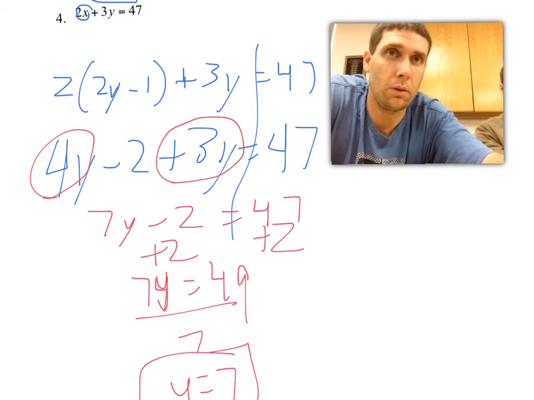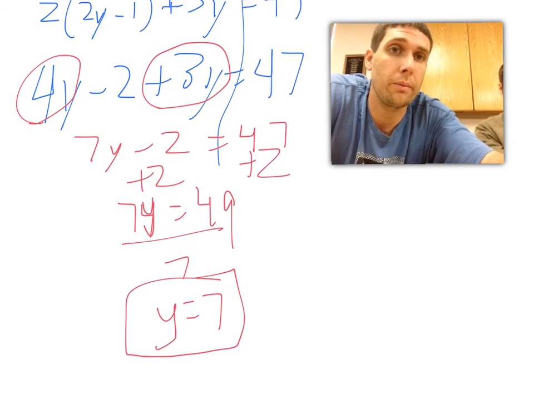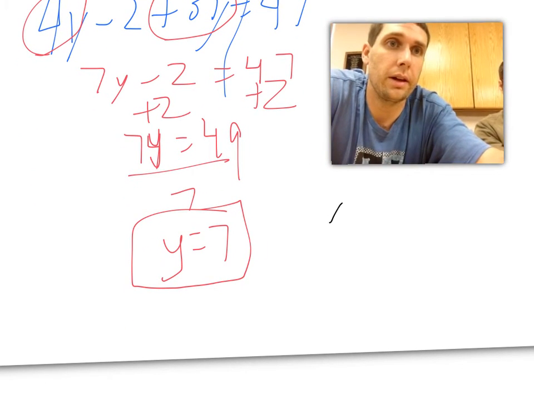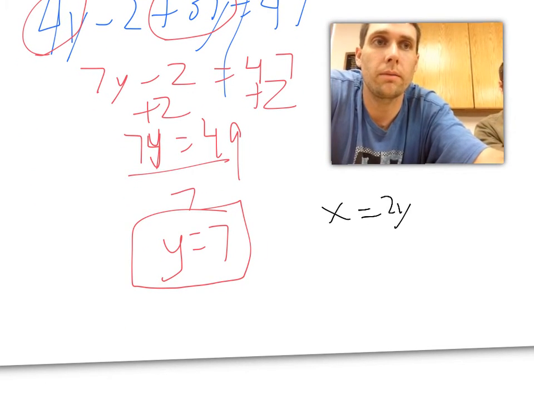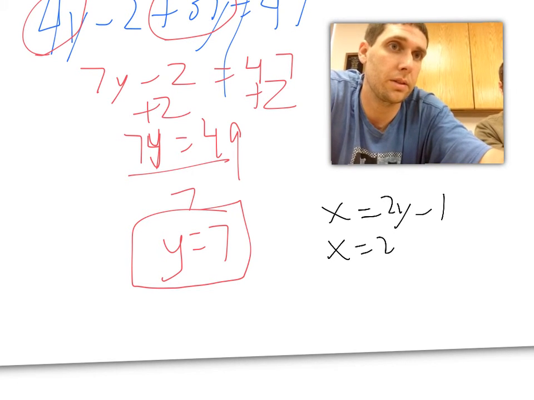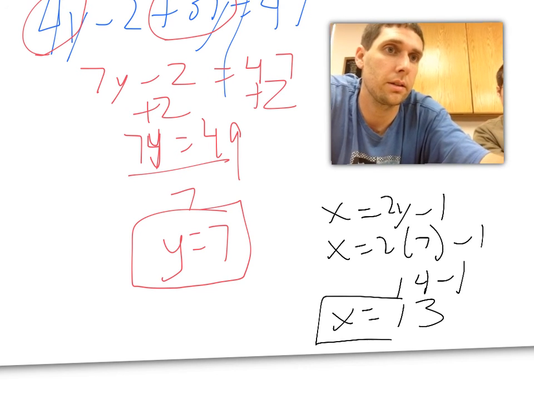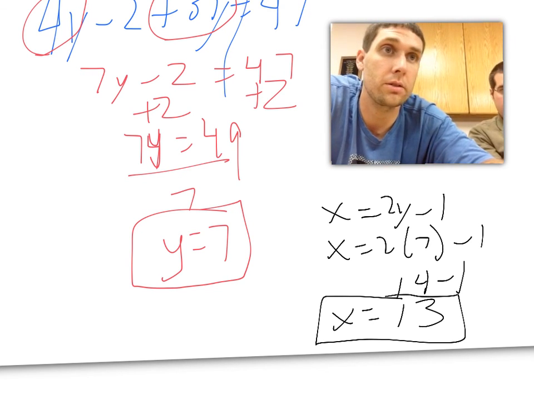I'm going to use one of these equations. That top equation is pretty easy. X equals 2y minus 1. So if x equals 2y minus 1, and I know that y is 7, I can just plug in 2 times 7 minus 1, which is 14 minus 1. So we know that x is 13. And we have 2 answers for our system.